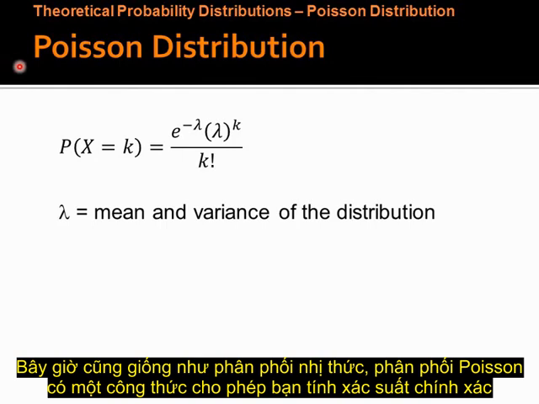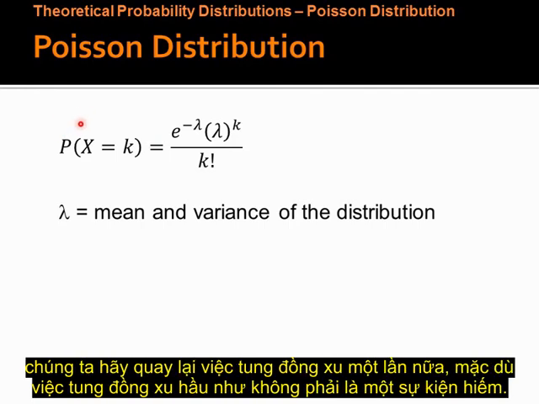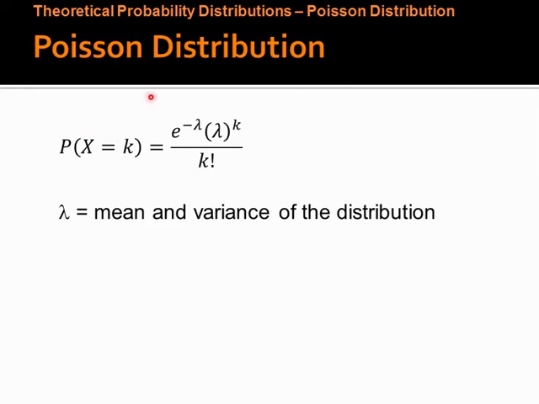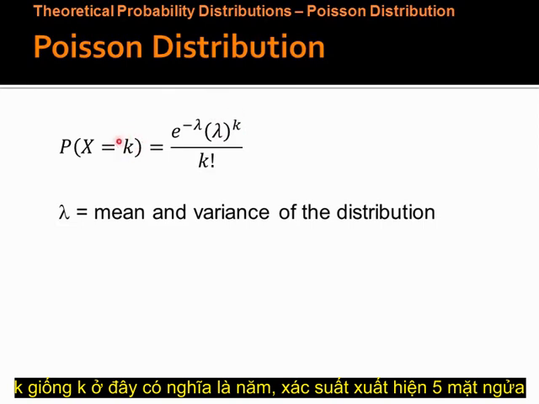Now, just like the binomial distribution, the Poisson distribution has a formula which allows you to calculate the exact probability for an exact situation, the exact number of occurrences. So in this case, let's go back to coin flipping once again, although coin flipping is hardly a rare event. The probability of me getting hits 5 times is equal to this particular formula here, where all I need to know to get the answer would be lambda and k, right? K happens to be the same k here, means 5. Probability of me getting 5 hits.